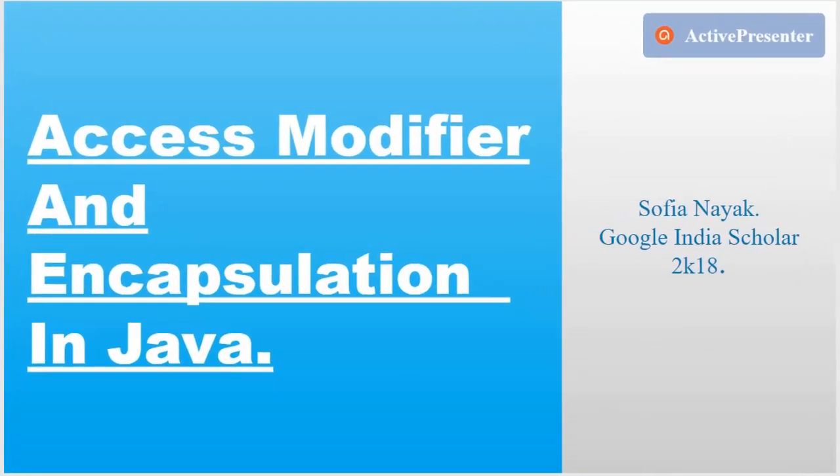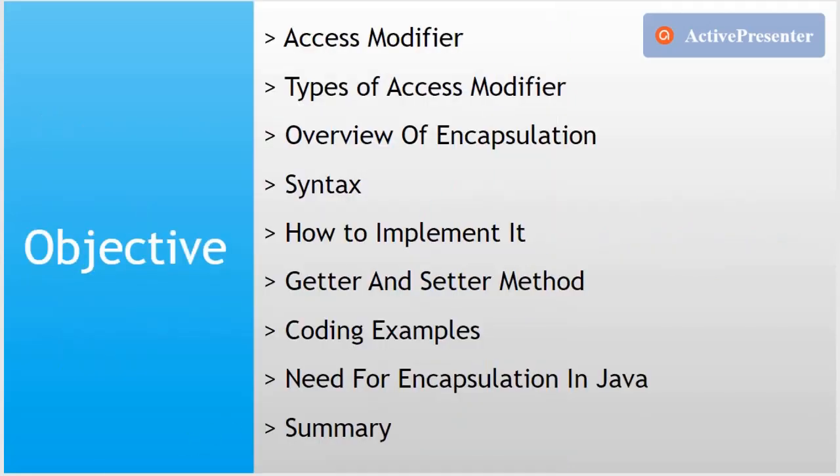Today we are going to learn about access modifier and encapsulation in Java. At the end of the presentation, we will learn about access modifier, types of access modifier, overview of encapsulation, syntax of encapsulation, how to implement encapsulation, getter and setter method, see few coding examples, need for encapsulation in Java, and summary.